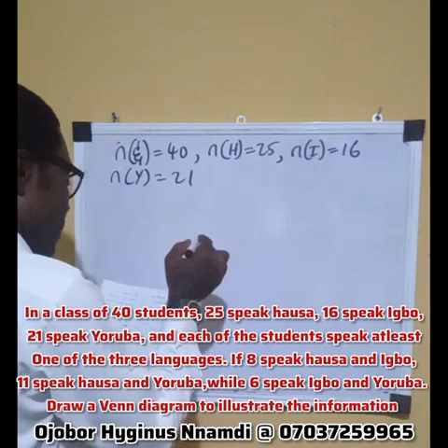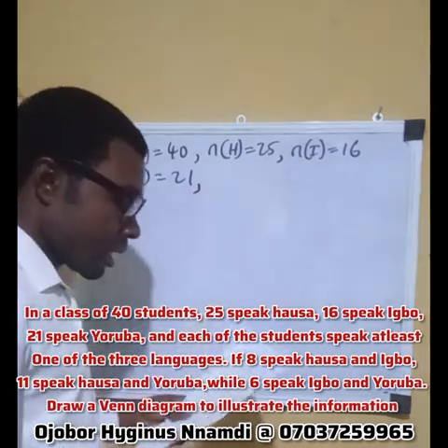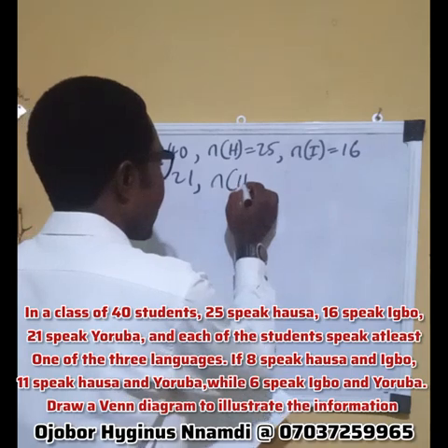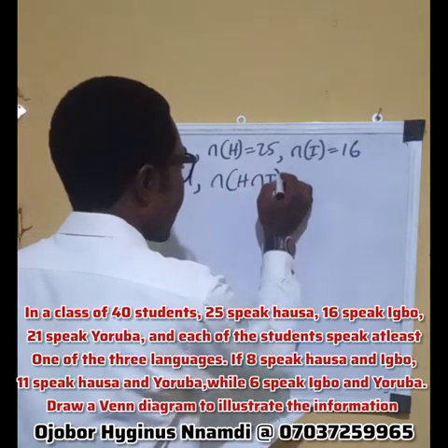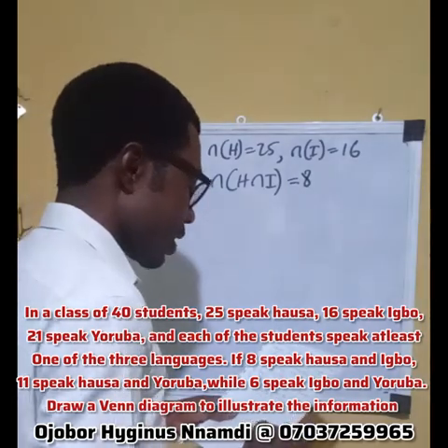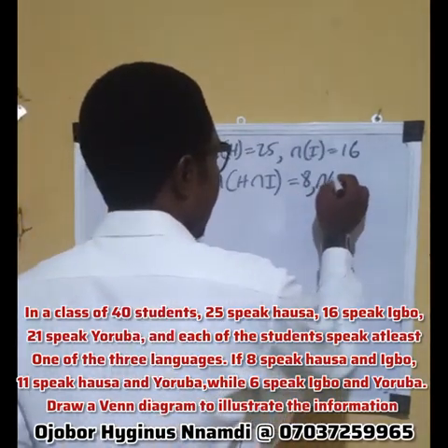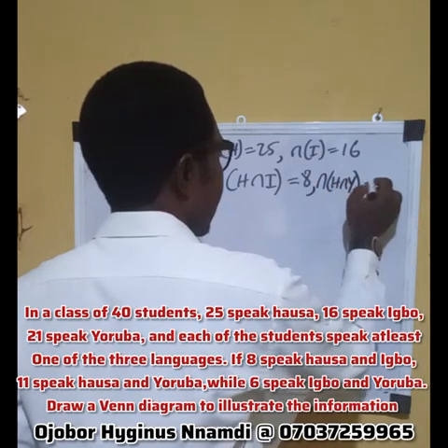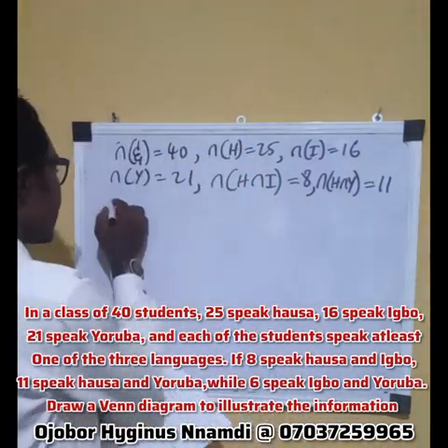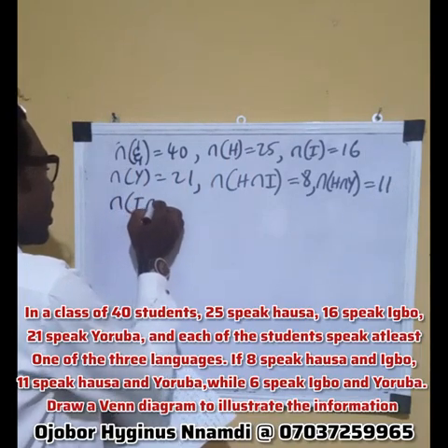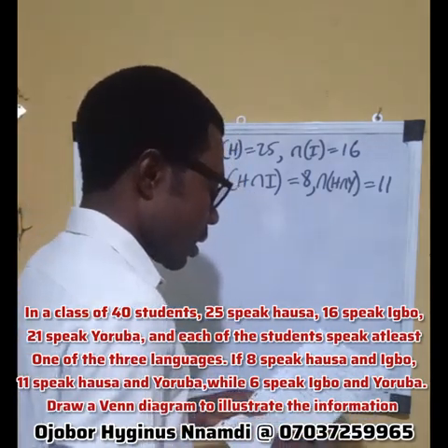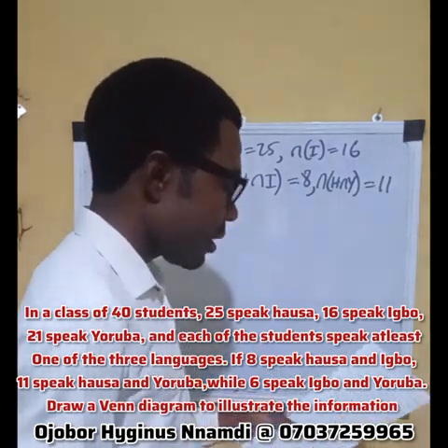So, they went further to say, if 8 speak Hausa and Igbo, number of students that speak Hausa and Igbo, we have 8. 11 speak Hausa and Yoruba, number that speak Hausa and Yoruba is 11. While 6 speak Igbo and Yoruba, number that speak Igbo and Yoruba is 6. Draw a Venn diagram to illustrate the information.